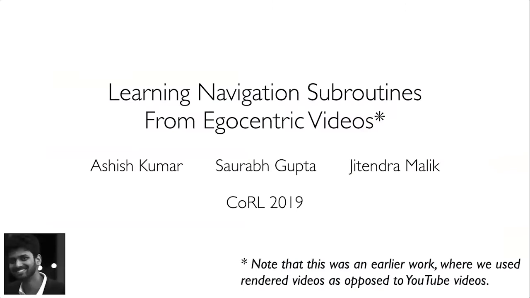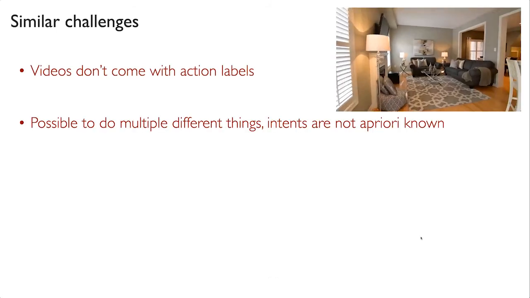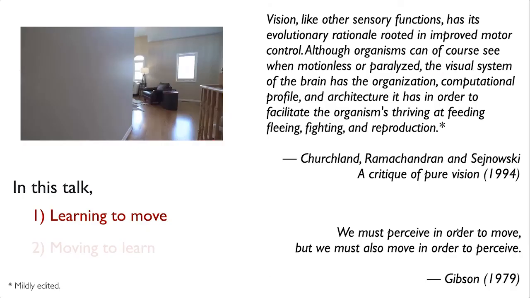This is basically this paper that appeared at CoRL in 2019. I'm going to skip over this, but basically the story is the same. You have very similar challenges. You don't know what the person is going to do. You can do multiple things from each location in the scene. So how do you learn from that kind of data? I would encourage you to look at this CoRL paper for details on that.